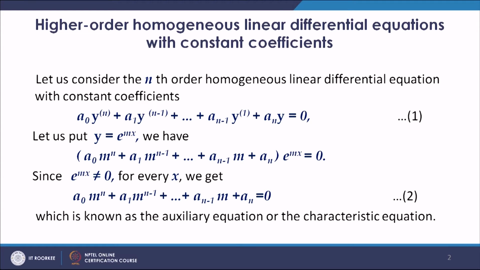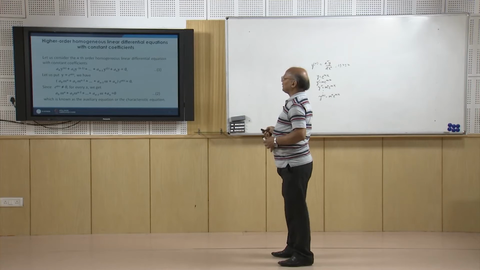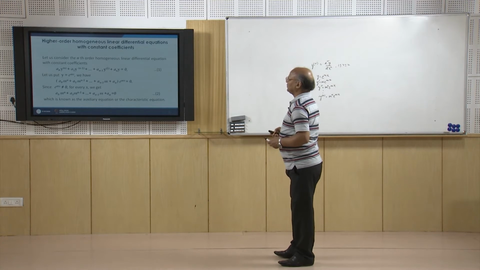Now, it is very well known that e to the power mx is never 0 for any x belonging to R. So, we will get a0 m^n plus a1 m^(n-1) and so on plus a_(n-1) m plus a_n equal to 0, which is known as the auxiliary equation or the characteristic equation. So, this equation will have n roots counting the multiplicity.